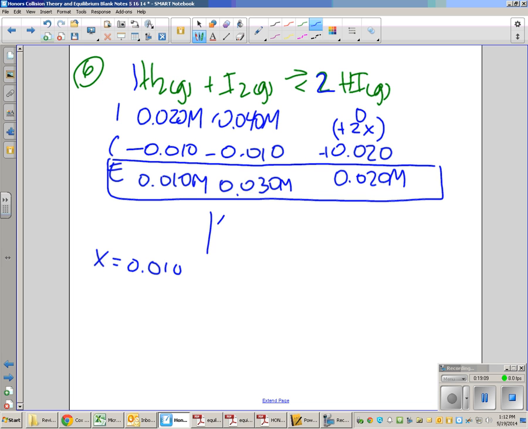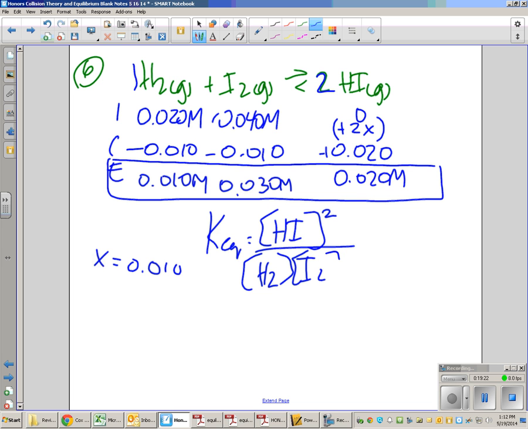Plug it in, plug it in. What's my KEQ expression? HI squared times I2. Awesome. So then HI squared is 0.020 molar squared over 0.010 times 0.030. And then plug in your calculator and go.